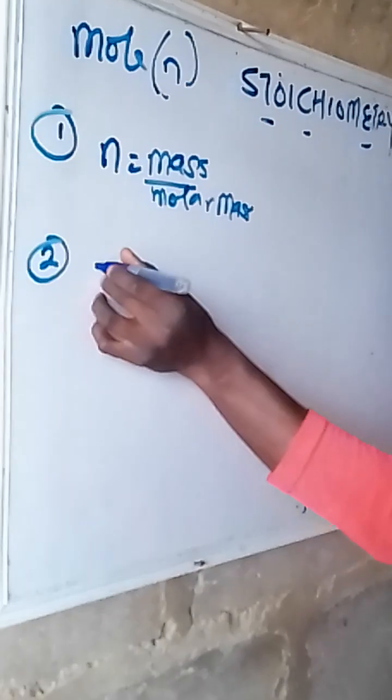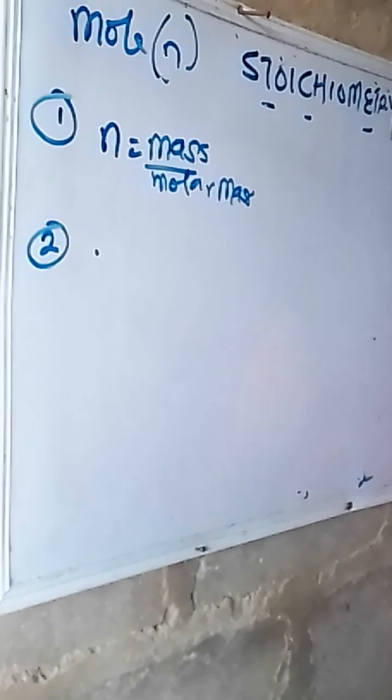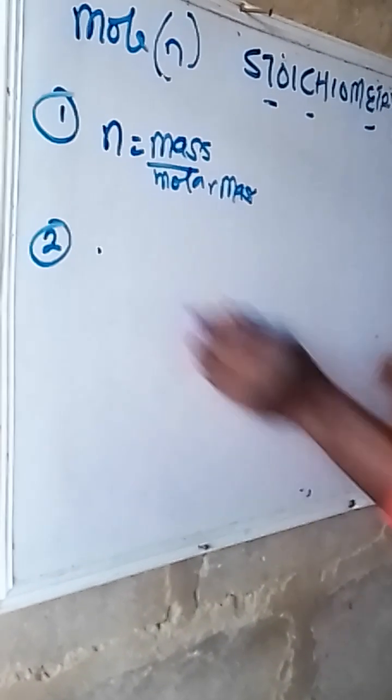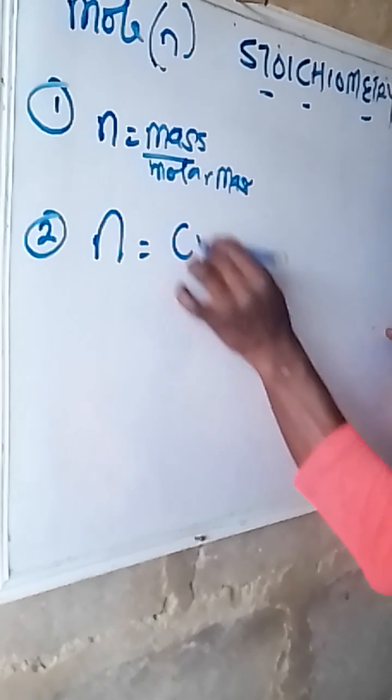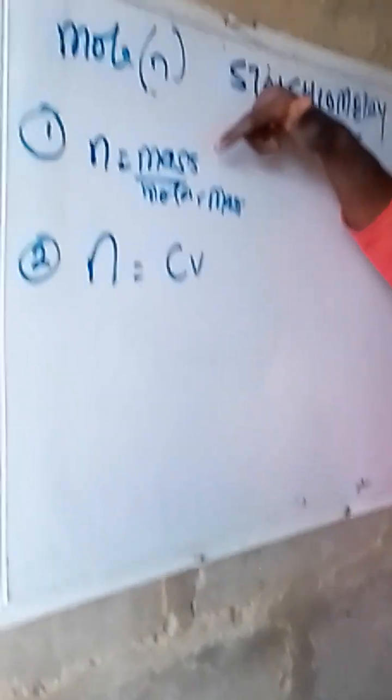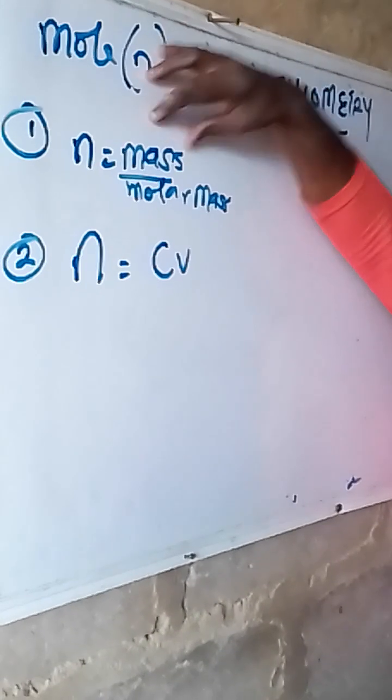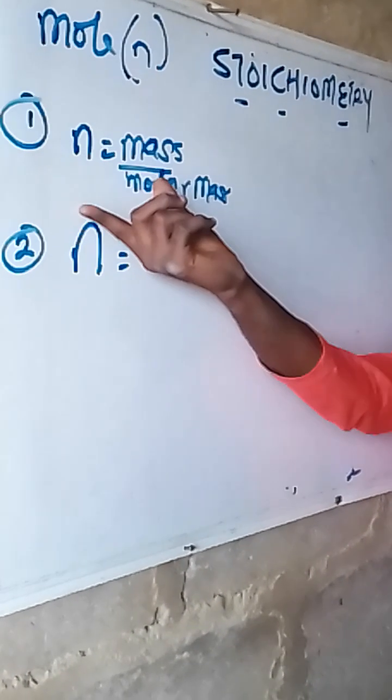Number 2, we also have the dilution law. That is under the practical aspect of chemistry. We also have n equals CV. Assuming you are given a question where we only have the quantities mass and molar mass, this is the formula to use.